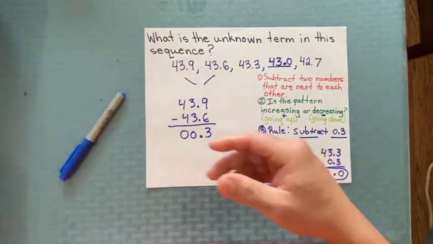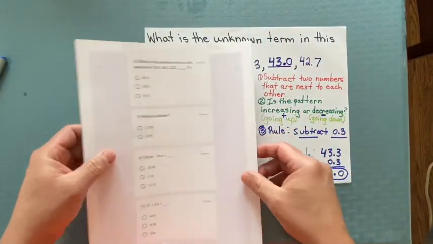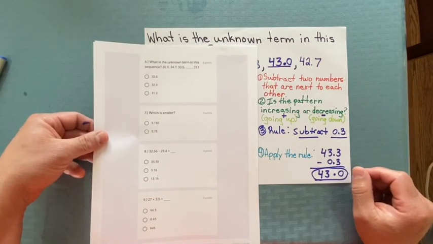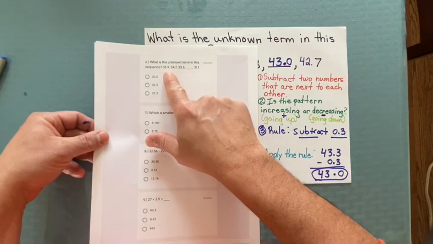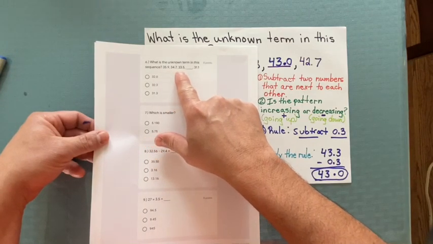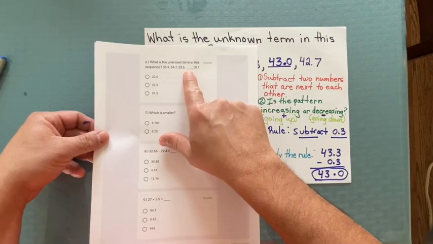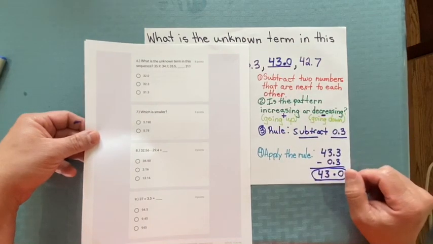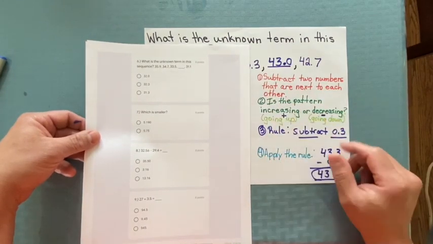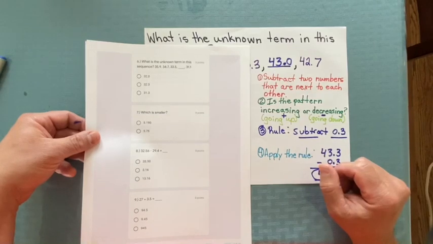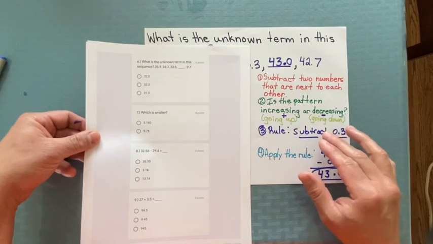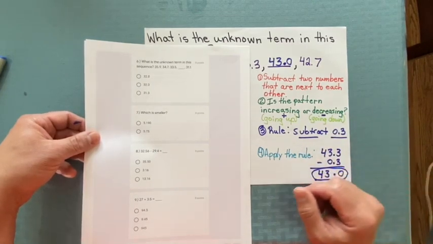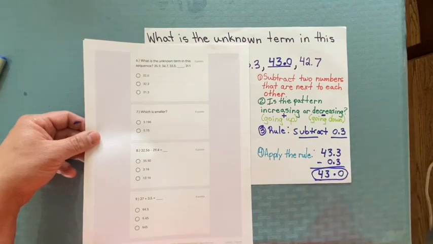Now, if you go to number 6 on your quiz, same type of question. It says, what is the unknown term in this sequence? You have 35 and 9/10, 34 and 7/10, 33 and 5/10. You have an empty spot, and you have 31 and 1/10. Please be sure to follow the steps as outlined on here. Subtract two numbers that are right next to each other. Decide whether the pattern is increasing or decreasing. Write down your rule, and then apply the rule. Press pause, and when you're ready to move on to number 7, you could hit play.